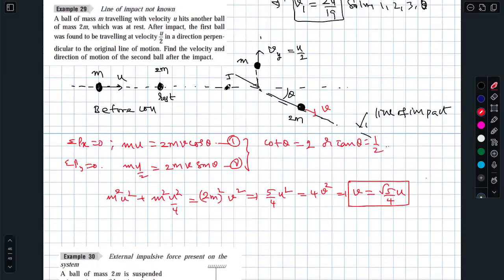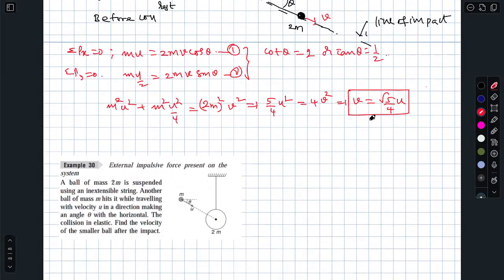And identified the line of impact. How did I identify the line of impact? The way this will go is in this direction, so some impulse must be given in this direction. The direction of impulse is the line of impact. Are we clear? Next question.